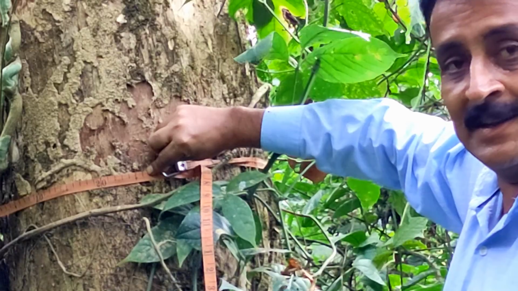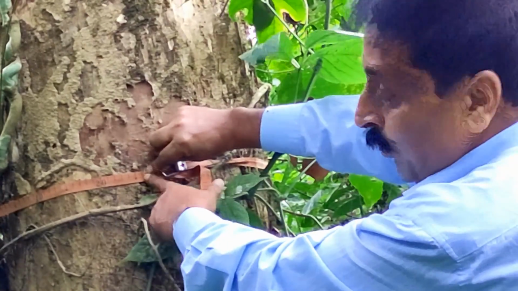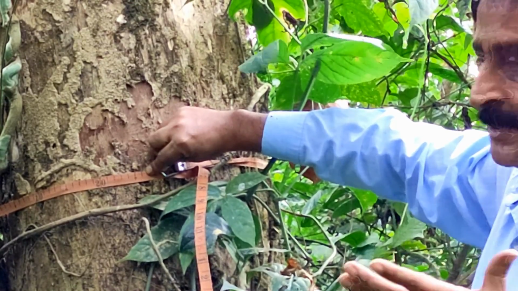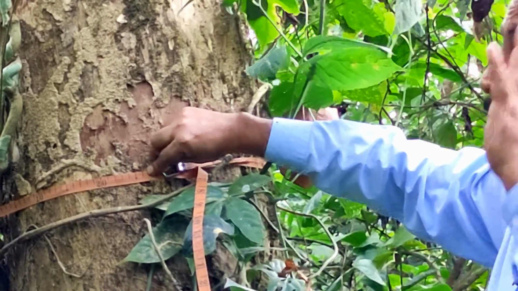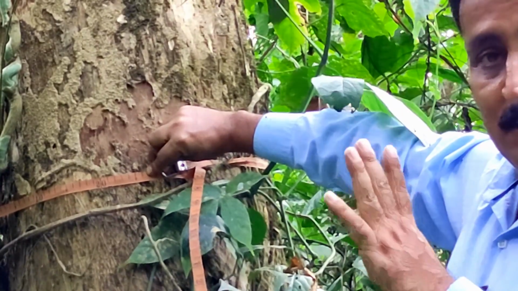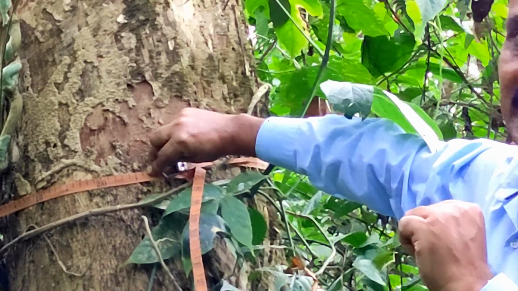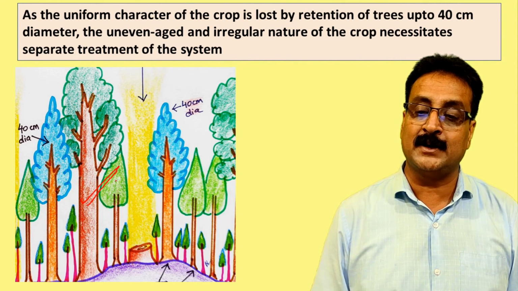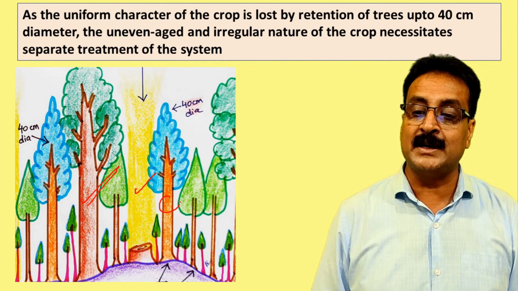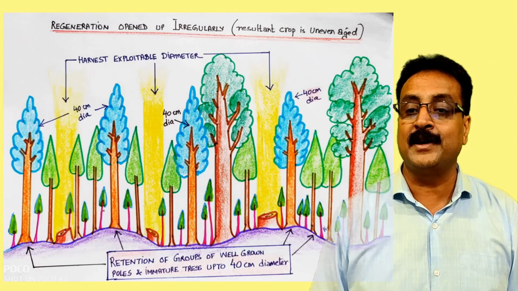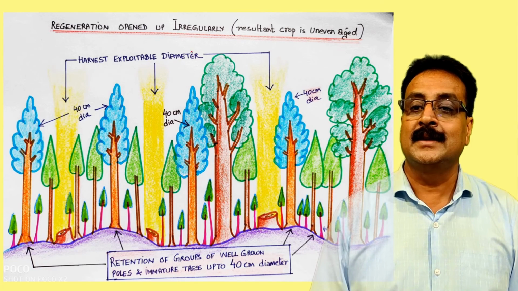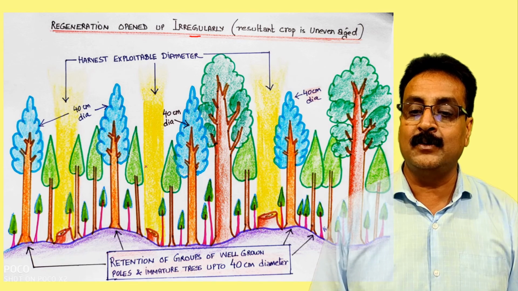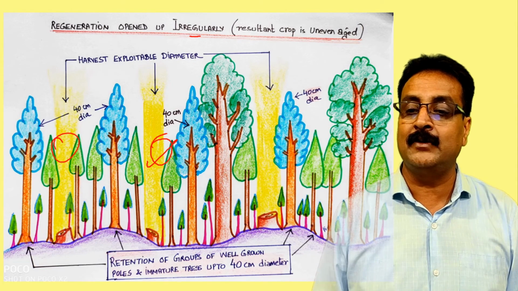We can see here the GBH of the tree is around 126 centimeter. So it is nearly 40 centimeter DBH or 126 centimeter GBH, which is retained. Up to 126 centimeter GBH is retained. It becomes uneven aged. So this we can cut down. Here we have harvested, but this 40 centimeter we are not harvesting. We are retaining this one. And thus the crop regeneration is opened up irregularly. You can see here we have felled, here we have felled, here we have felled.